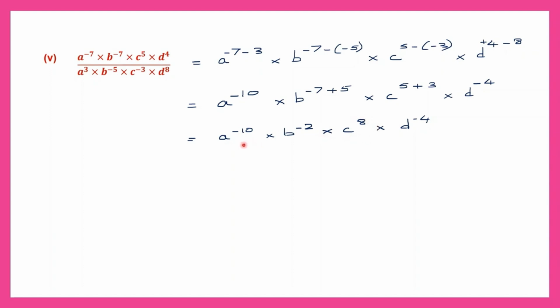Now whenever you have a negative power, now for example only in the case of a to the power of minus 10, now suppose I take a to the power of minus 10, now I can write this as 1 by a to the power of 10.